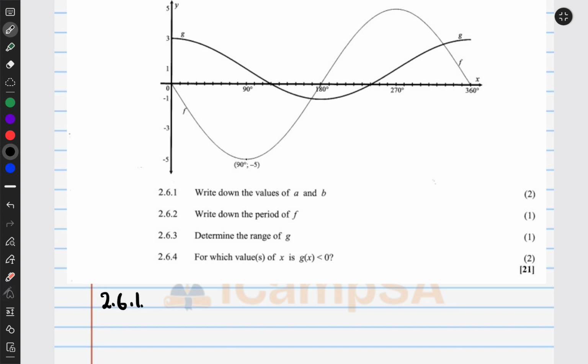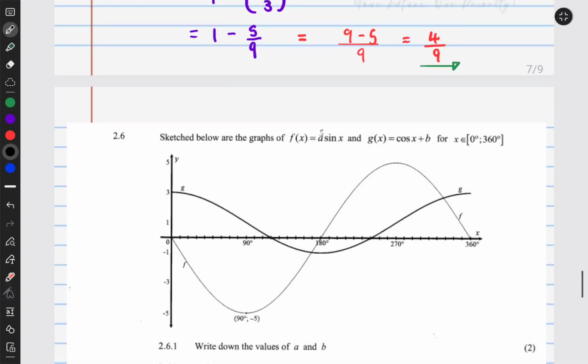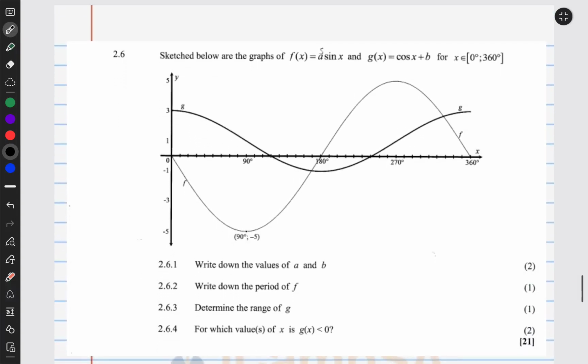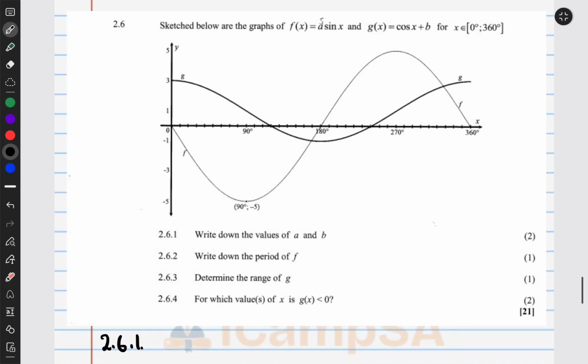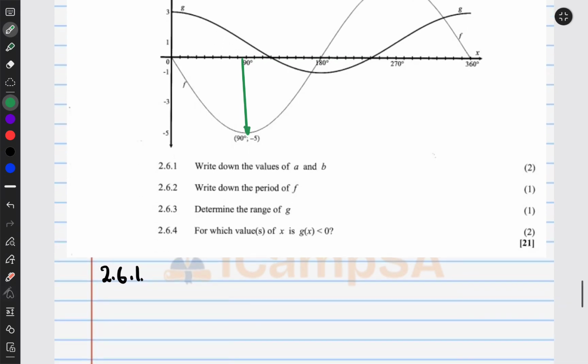2.6.1. Write down the values of a and b. What is a? A is the coefficient of sine, so that tells us the vertical stretch. How far is the function stretched from the baseline? From the baseline. So this one is what? That lowest point is -5. So a is equal to -5.